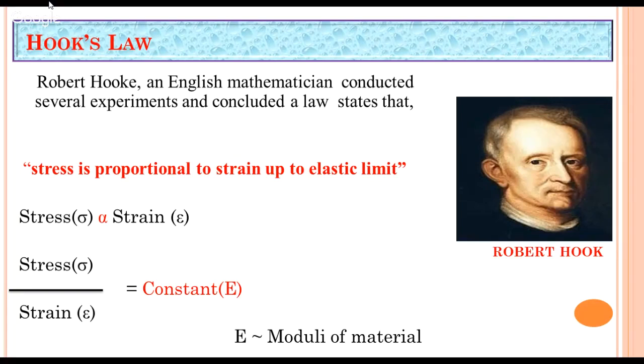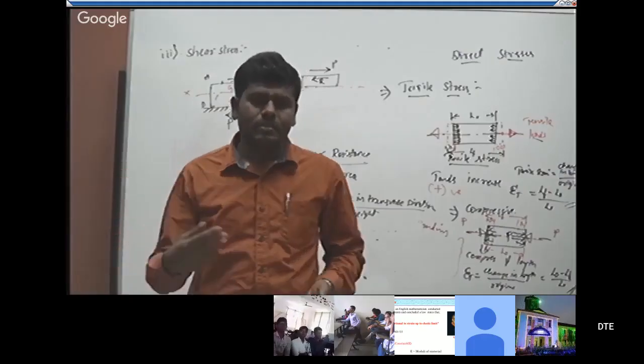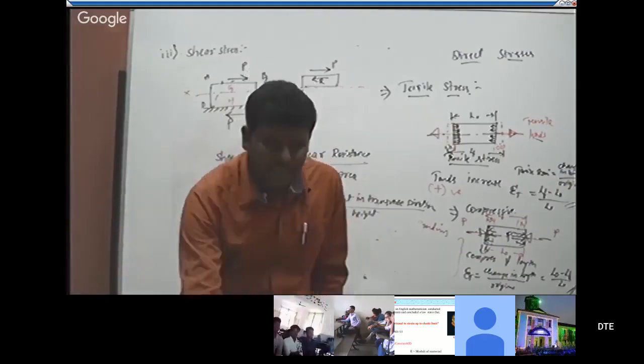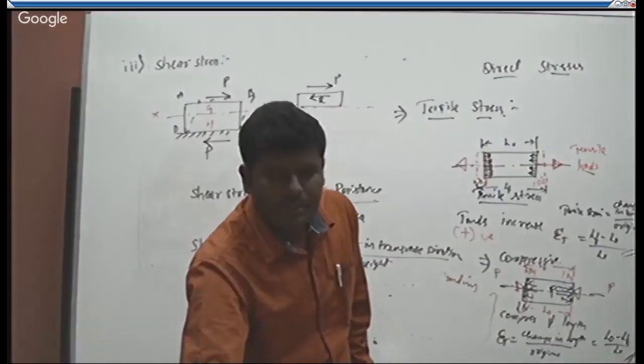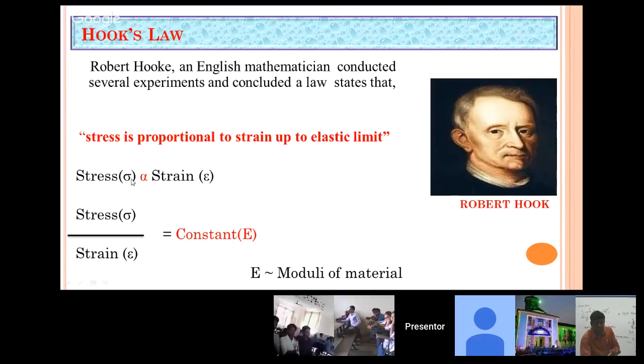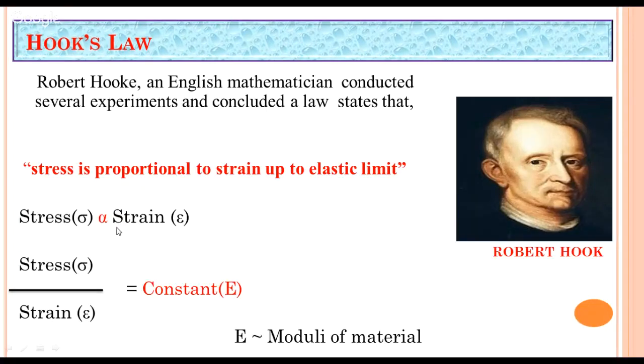Okay. So whenever deformation is directly proportional to the induced stress in a member up to the elastic limit, that means stress sigma is directly proportional to strain. So when the stress induced increases due to more load, the strain occurred also increases. Then the ratio of stress to strain gives a constant called the proportionality constant.